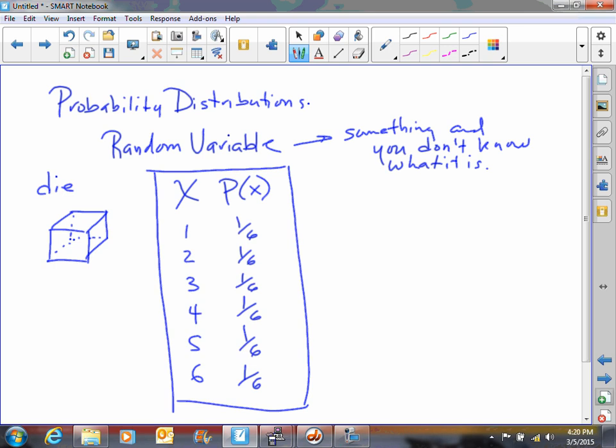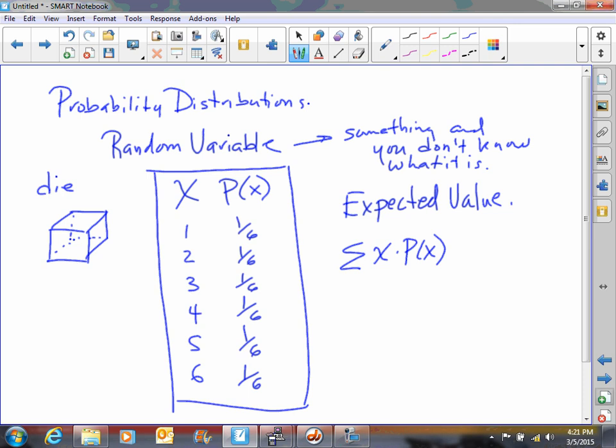Now, the next thing that comes along is the concept of expected value. Now, expected value is if we roll a lot of times, you know, if we took a die and rolled it a lot of times, what would be our average? What would be the average of the numbers that come up? Now, the expected value can be computed by the sum of each random variable times its probability.